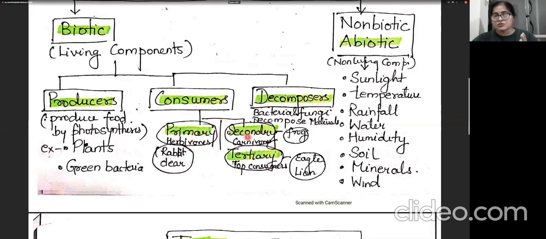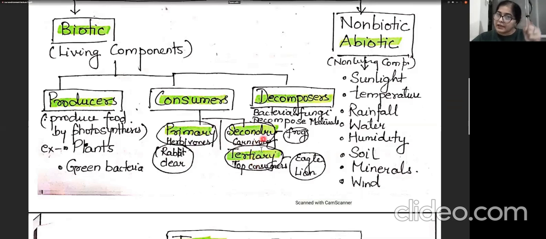Now the secondary consumers are those organisms which depend on primary consumers, for example, frog. There are a number of other examples also. They are generally carnivores because they indirectly depend on producers for their food. They are secondary consumers. And tertiary consumers, I am making clear that omnivores are not tertiary consumers.